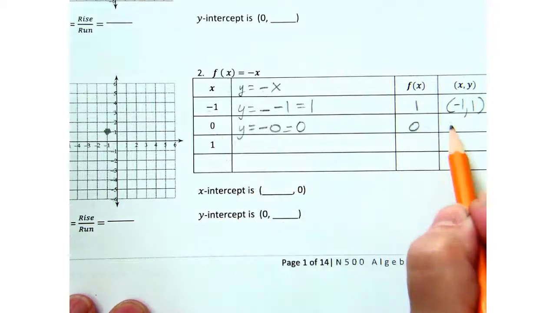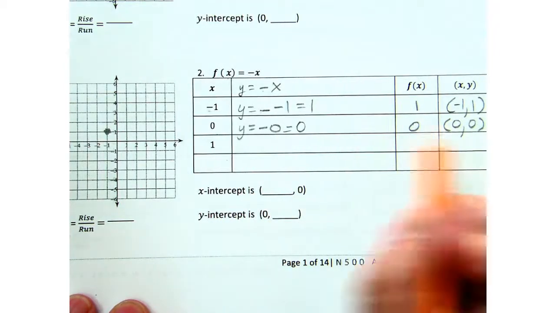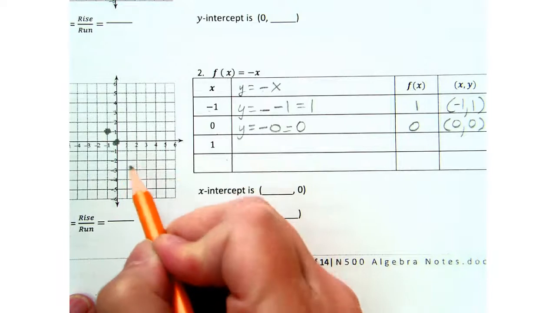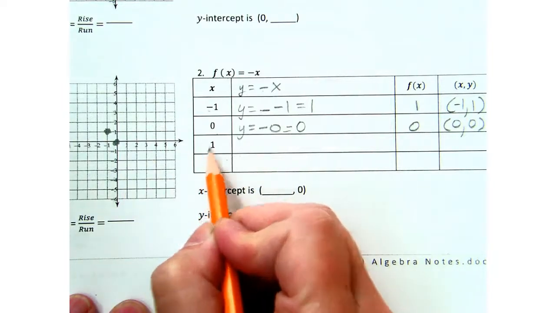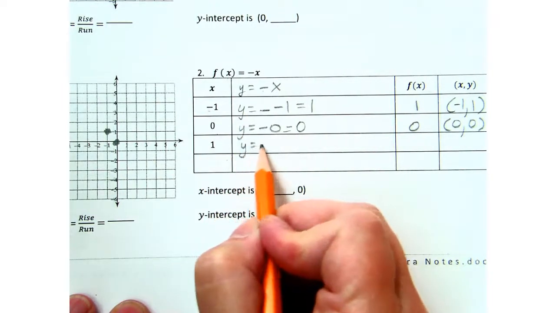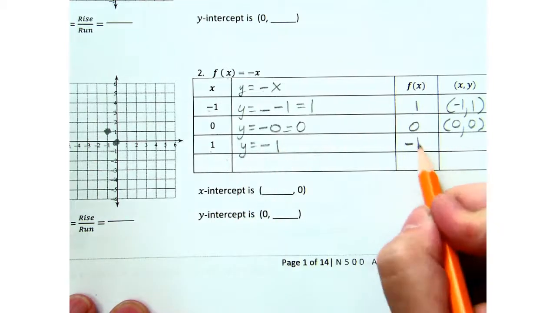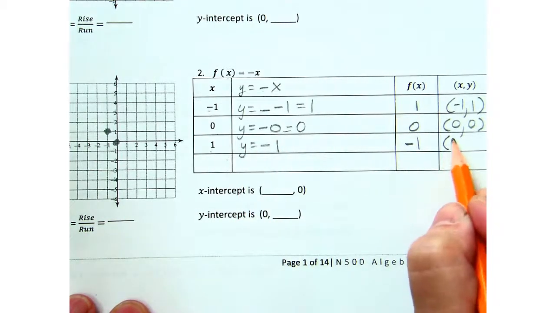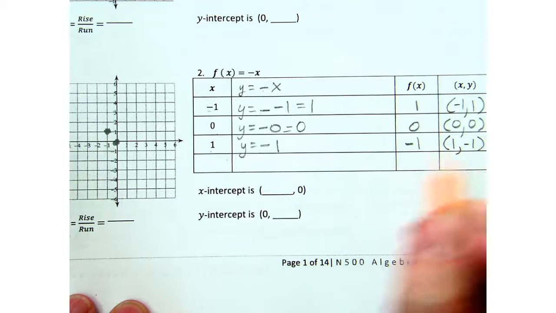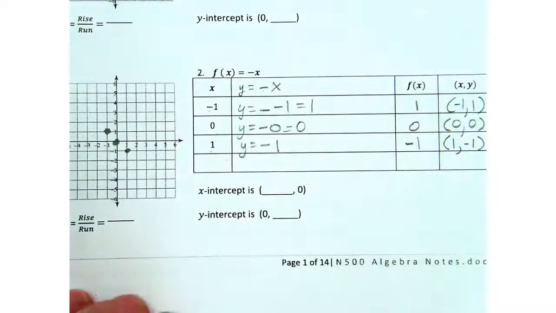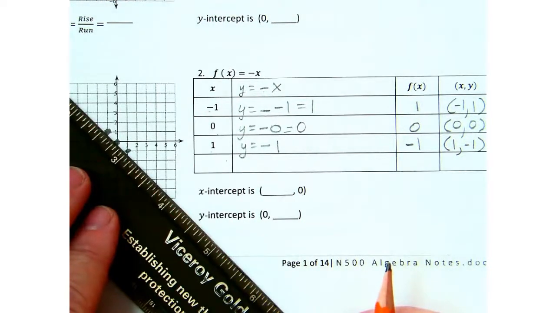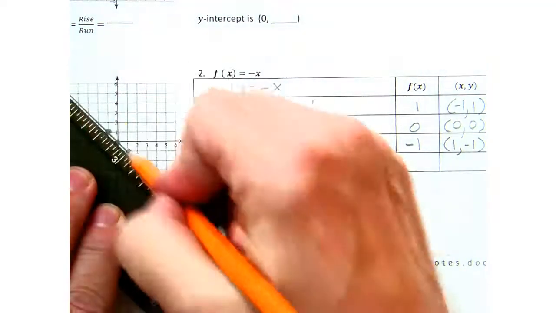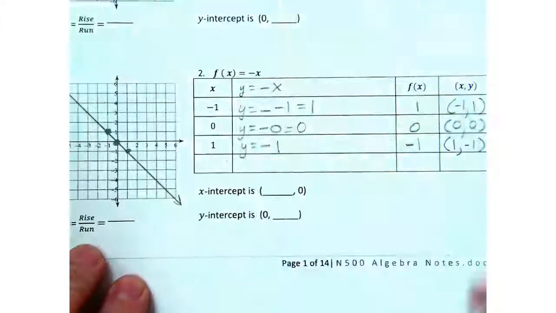Our second point then is (0, 0). Finally, our third point, we plug in 1 for x: y equals -1. This gives us a point (1, -1). Graph this point. Use a ruler to graph this line. This line represents all the points for which y equals -x.